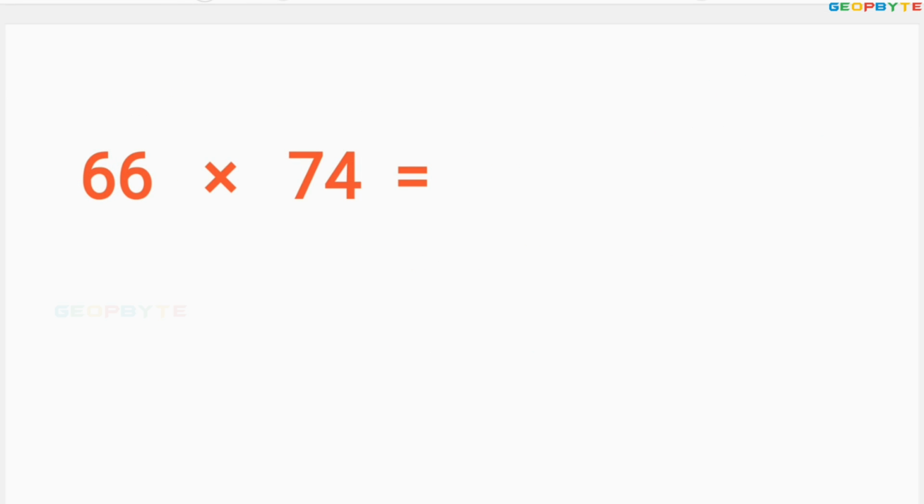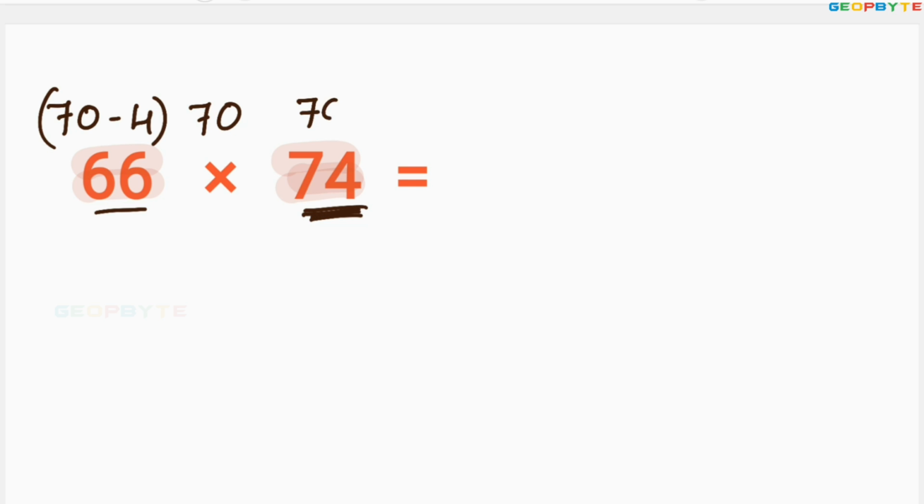Look at the other number, 66 into 74. First you try to identify the middle number between 66 and 74. The middle number is 70. Then 66 can be written as 70 minus 4. This 74 can be written as 70 plus 4.